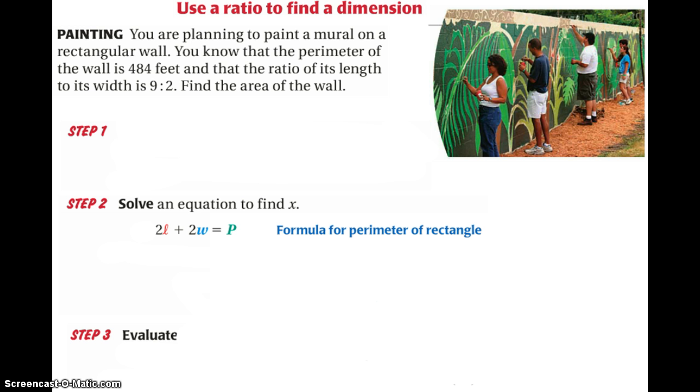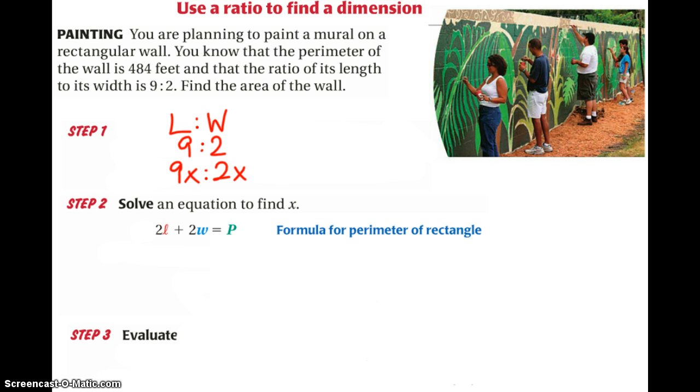We can use ratio to help us find dimension. So for example, if we're planning to paint a mural on a rectangular wall, and we know that the perimeter of the wall is 484 feet, and the ratio of its length to width is a 9:2 ratio, we can find the area of the wall. So because the ratio of length to width is 9:2, then they must have both been reduced by some number they have in common. So it must have been a 9x to a 2x because the numbers both reduced by x. So the next thing we want to do is now solve the equation.